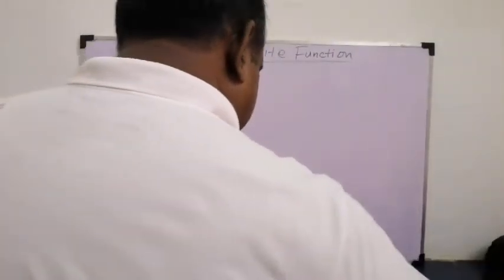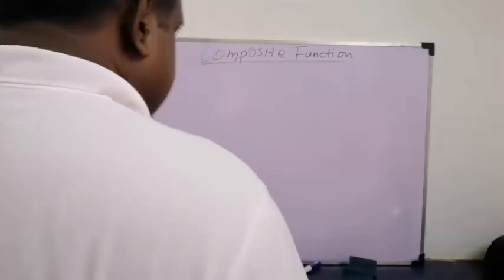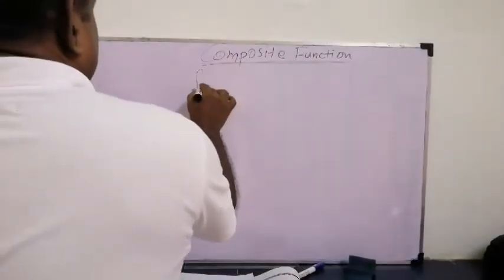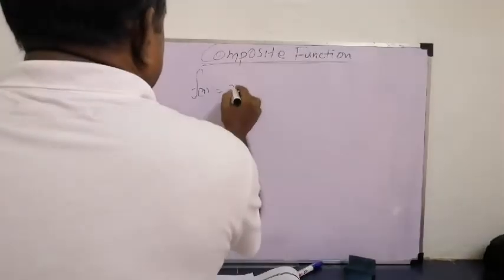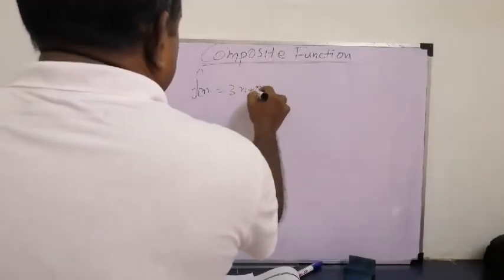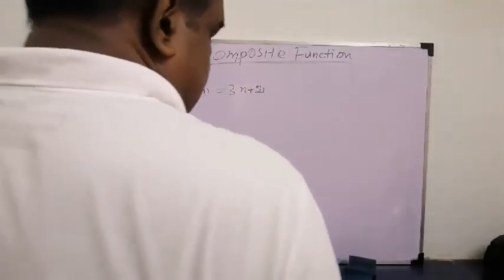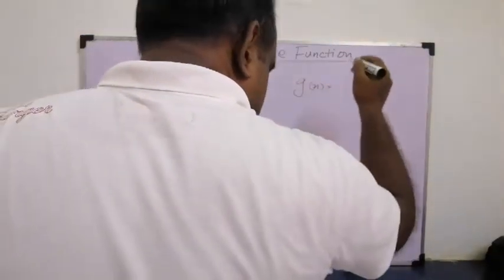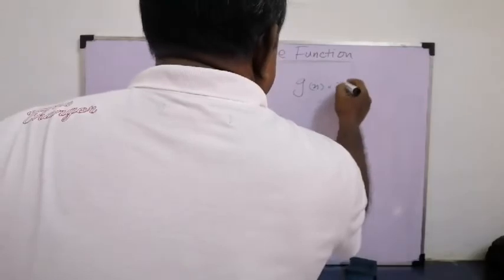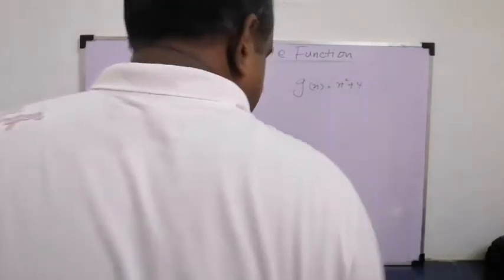Where they are given a question: a function is defined by f(x) equal to 3x plus 2 and g(x) equal to x squared plus 4.